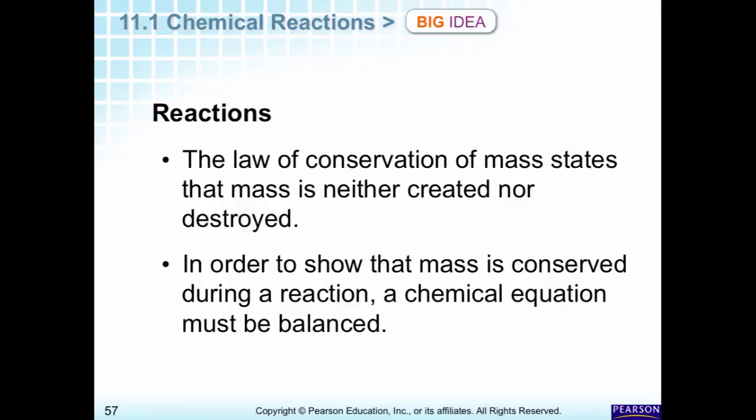The law of conservation of mass states that mass is neither created nor destroyed. Most important idea for balancing equations. In order to show that mass is conserved during a reaction, a chemical equation must be balanced.